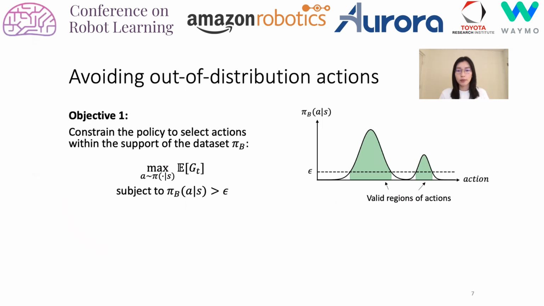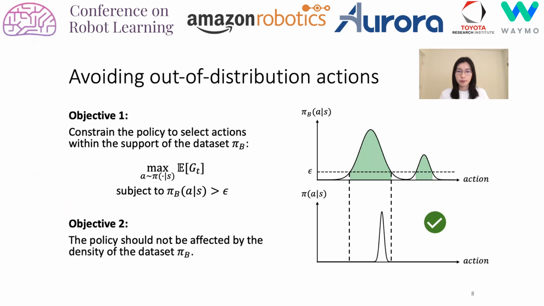To avoid extrapolation error, we need to constrain the policy to select actions within the support of the dataset. As illustrated in this figure, we can only select actions under a green region.